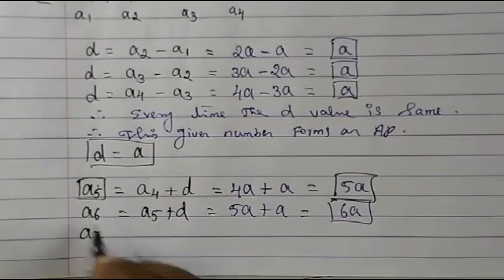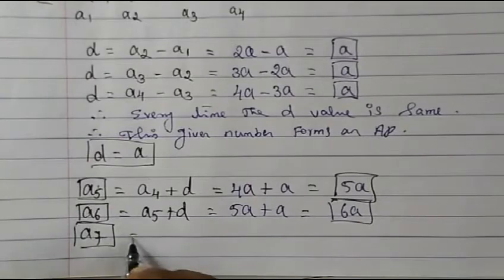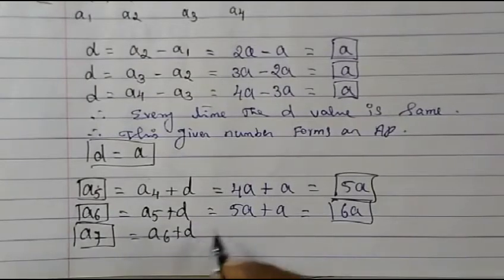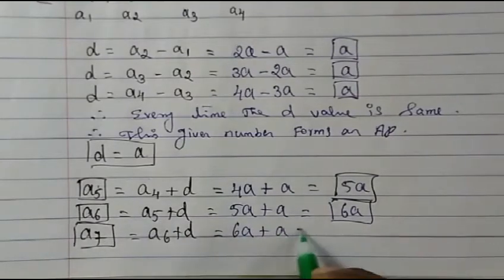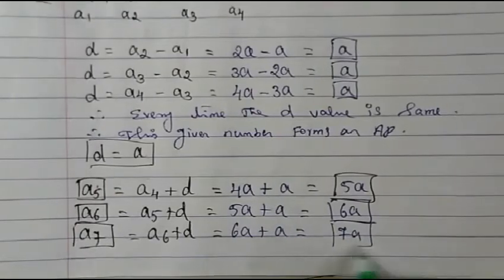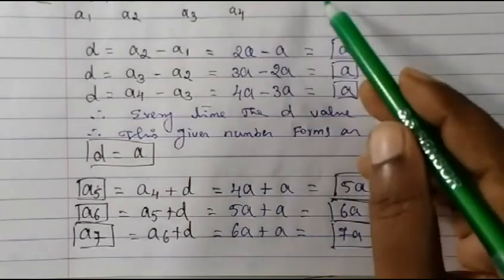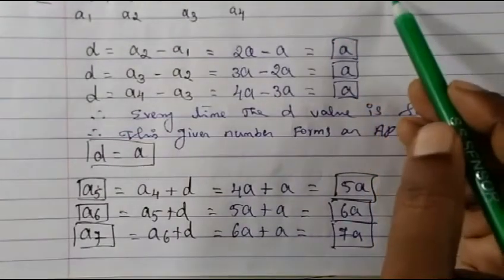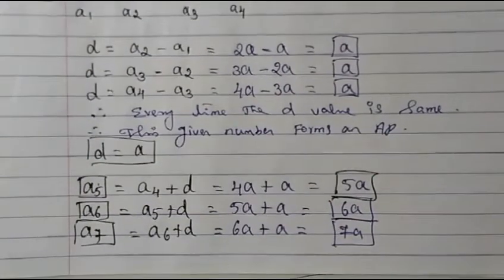Then to get a7, we found a6, now for a7 it is a6 plus d. a6 is 6a and d is a, which will give us 7a. So you see the next 3 terms: a5 will be 5a, a6 will be 6a, a7 will be 7a. Now let's see the 11th part of the sum. So this is our 11th sum.